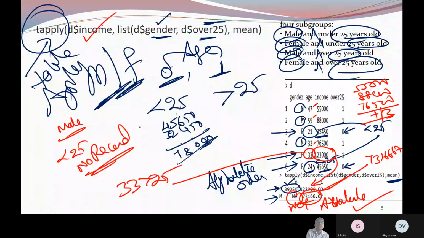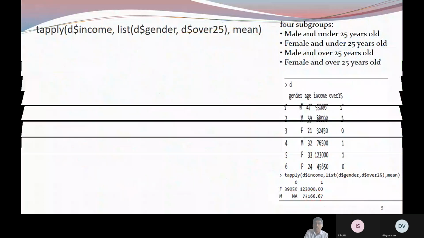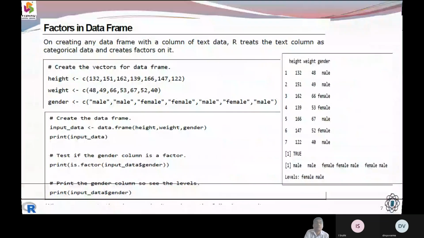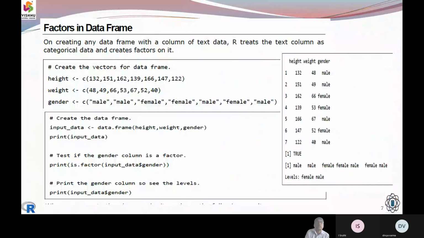How it is going to do is it takes up income, then it is going to build a list with gender and over 25. So this is putting the values here, and income is going to be computed with the mean value. All these items are put together with a tapply function. So here is an example.